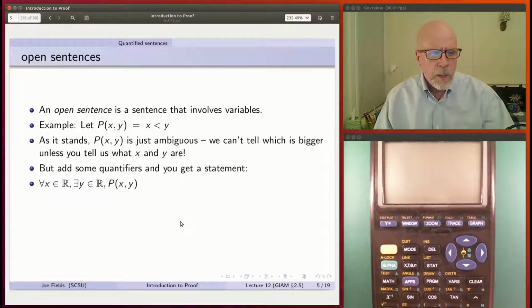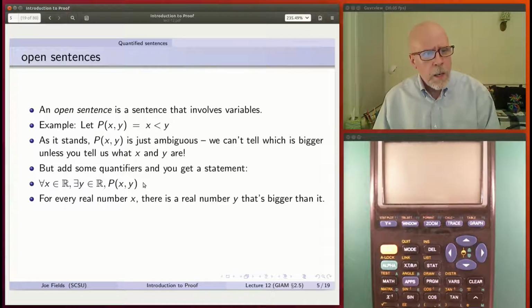What would it say? For every number x, you can find a number y so that x is smaller than y. Well, that's just saying that for any x, you can find a y that's bigger than it. You can do that, add 1, for instance, or double it, for instance. So that's a true sentence. Here it is interpreted. For every real number x, there is a real number y that's bigger than it. Great, that's what I just said in words.